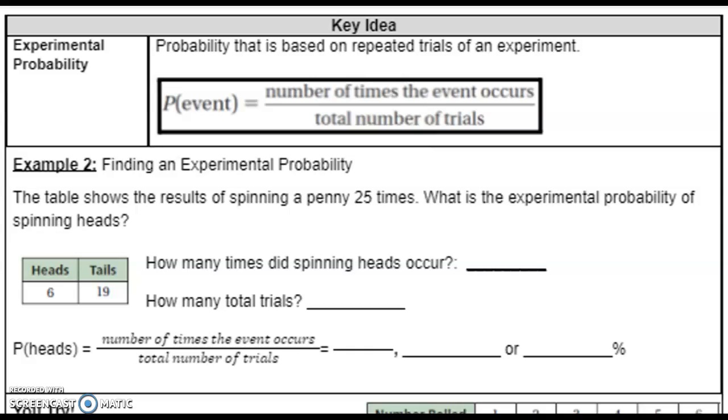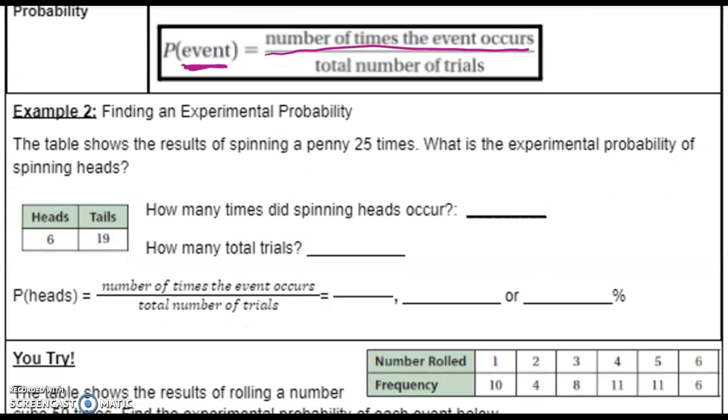We do P, and then we put our event in parentheses. And then that's equal to the number of times the event occurs. So how many times does it happen in our experiment? And that's divided by, or over, because it's the same thing, the total number of trials. So how many times did you conduct this experiment? So let's look at this example.